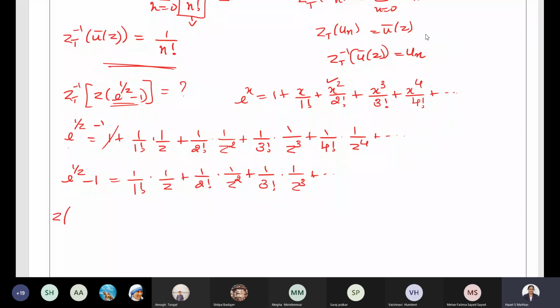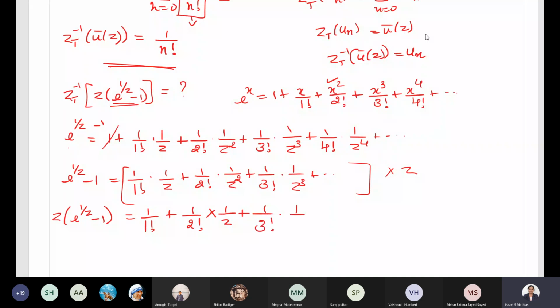Now multiply by z. Z into e power 1 by z minus 1. So when you multiply this entire expression by z, what happens? First term, z gets cancelled, 1 by 1 factorial remains, plus 1 by 2 factorial into 1 by z square and z, 1 z gets cancelled, 1 by z remains, plus 1 by 3 factorial into 1 z gets cancelled, 1 by z square remains. Is it correct? When you multiply by z to the entire expression, this z and this z get cancelled. Second z remains. Third expression z square remains. Am I correct?